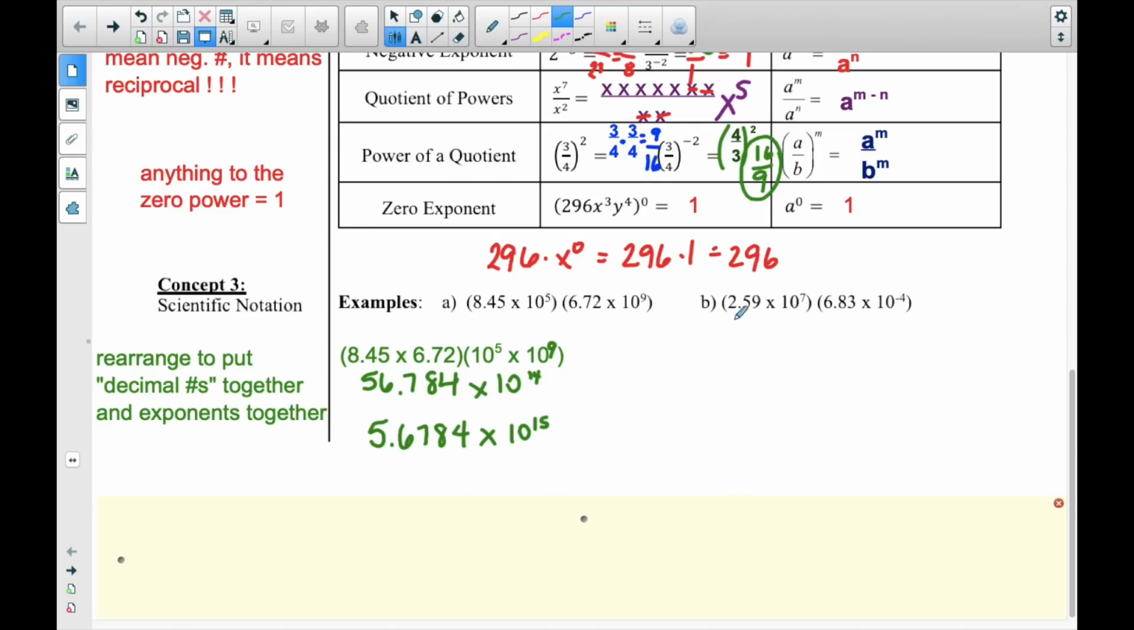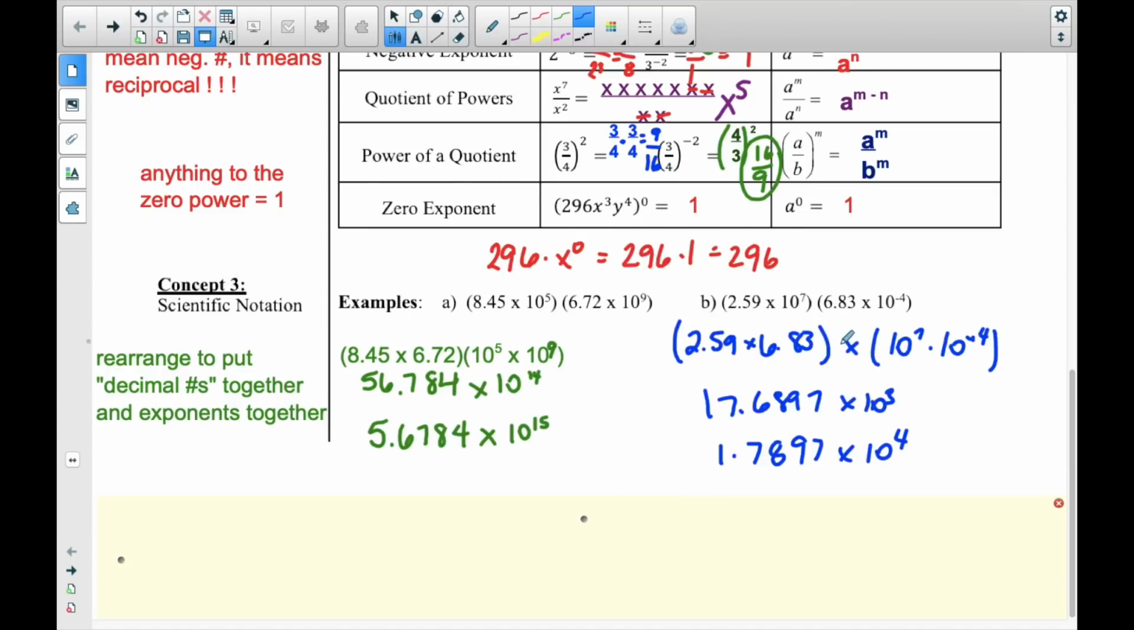Why don't you take a second with your calculator and try to figure out this problem. Again, just use your calculator to multiply the two decimal type numbers together and then do your exponents after that. Okay, when you multiply that out, you should get 1.7897 times 10 to the 4th.